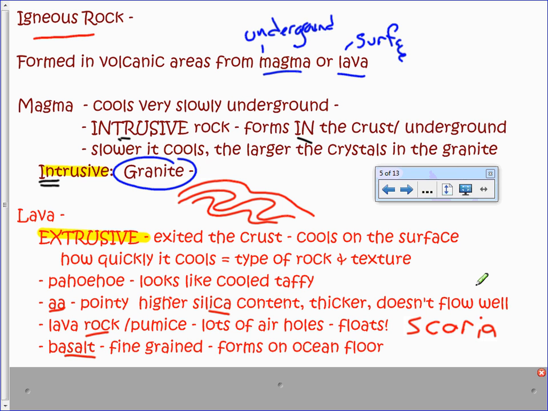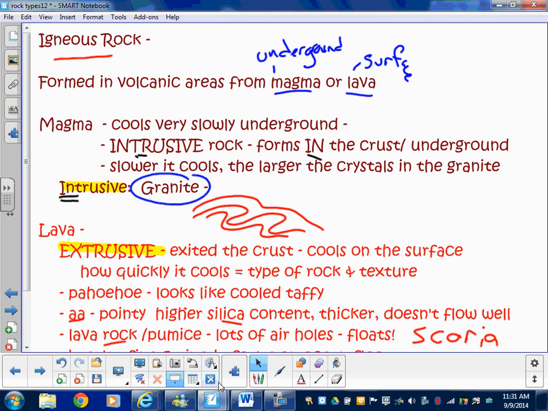I think it would be too brittle to make countertops out of it, but I don't know. All right. Any questions about the volcanic rock?